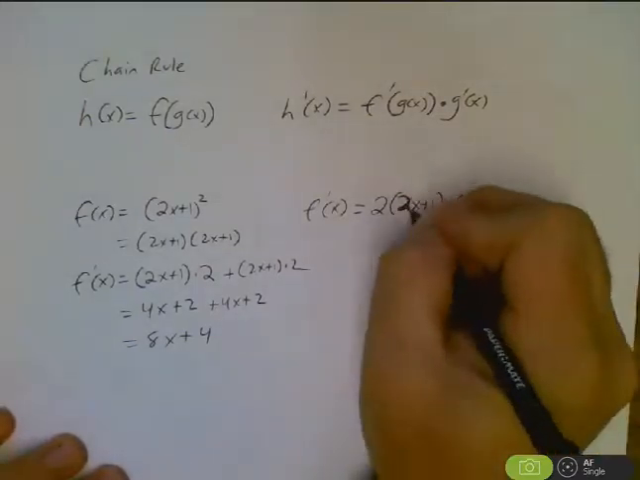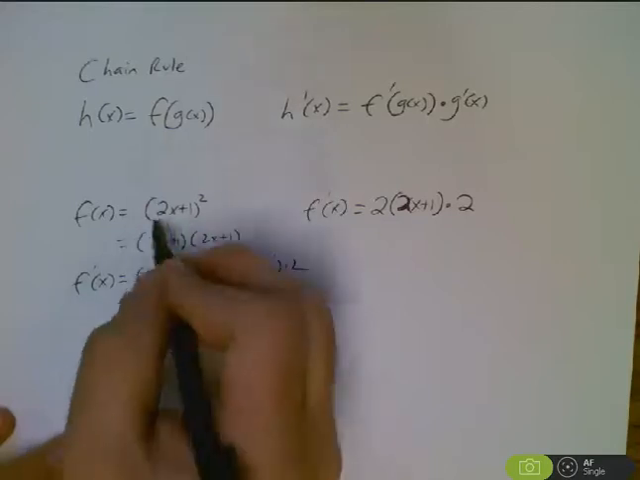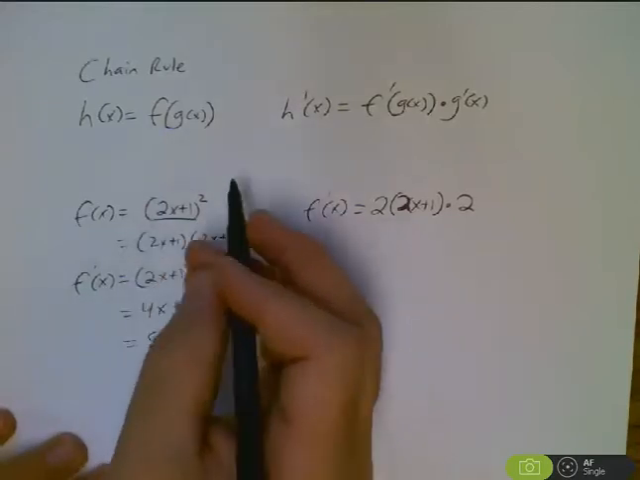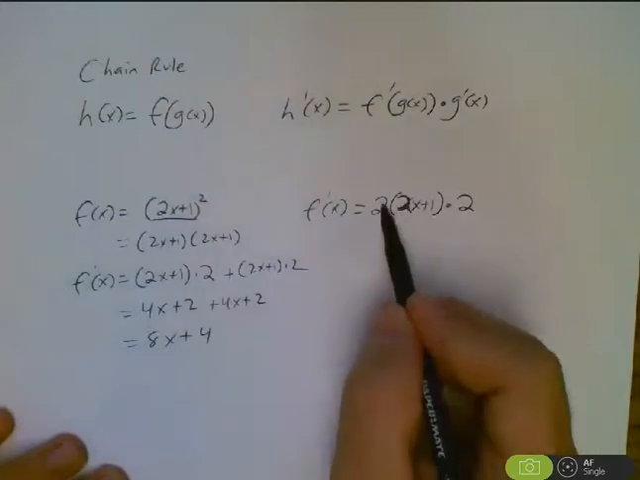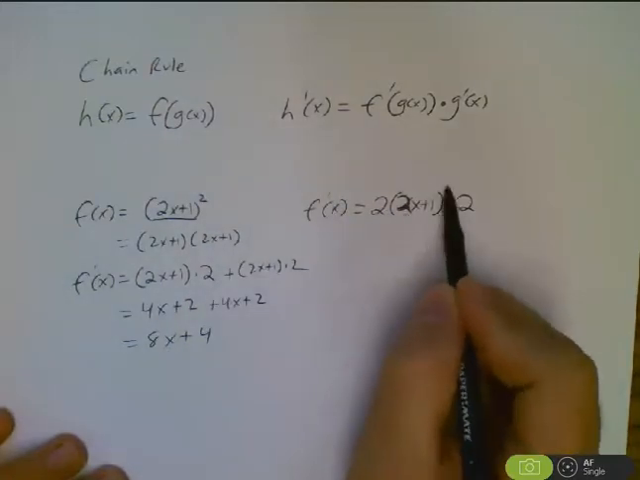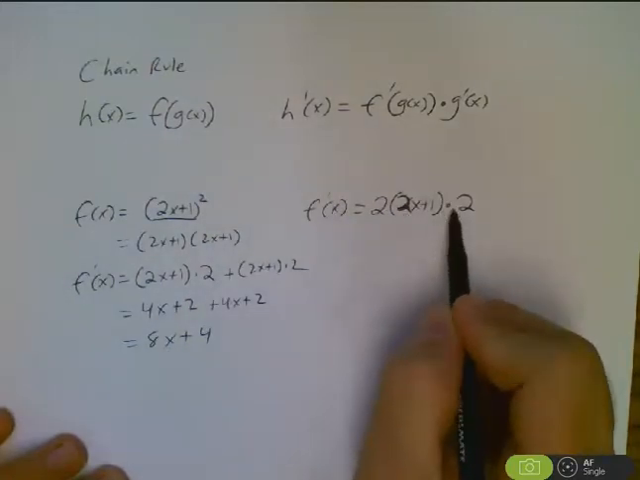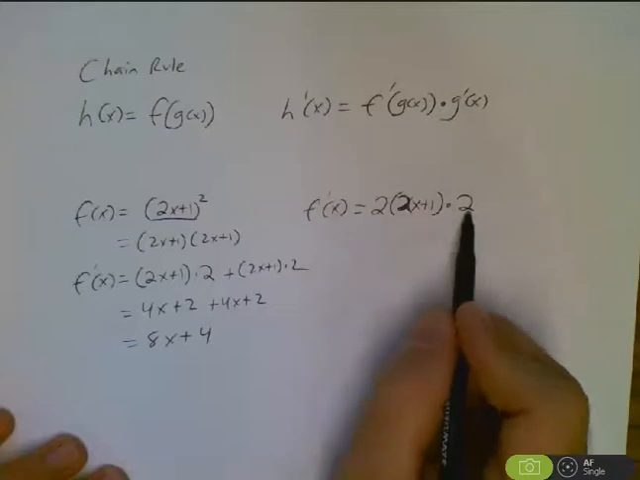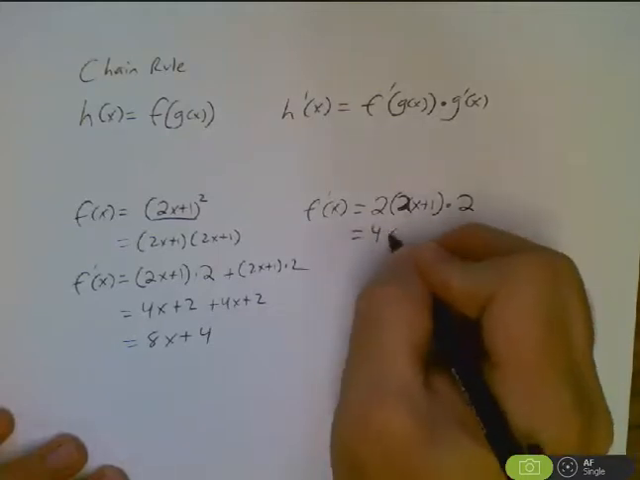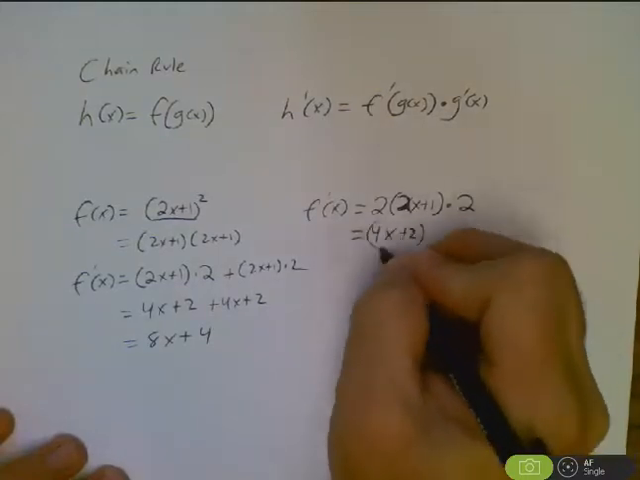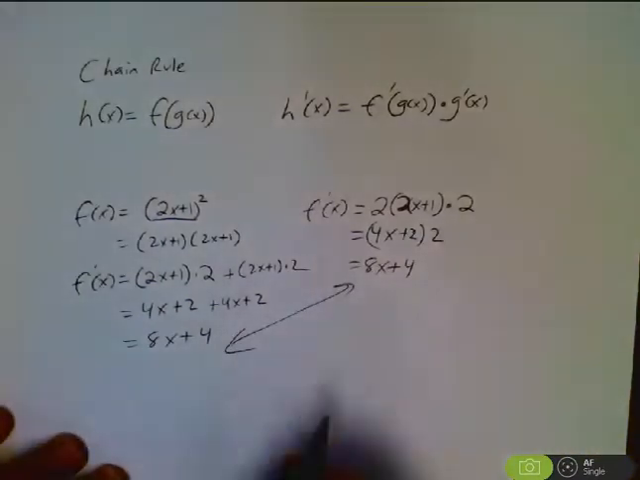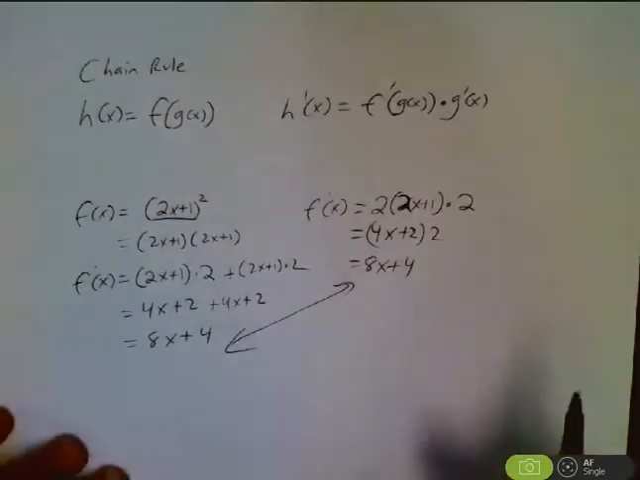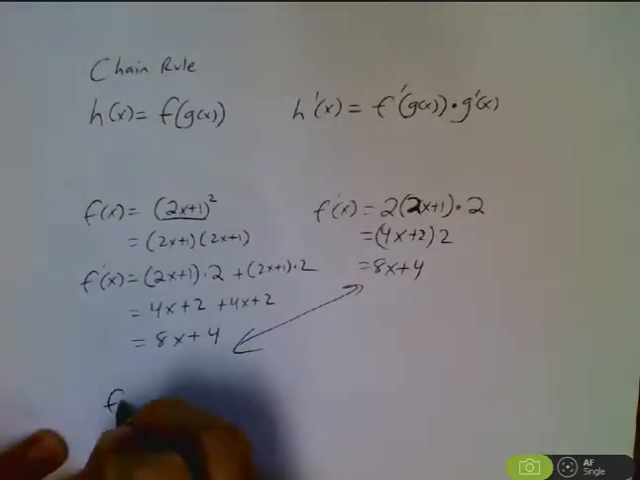Okay? So again, think of this as its own entity, like capital A. So I have capital A squared. So it'd be 2 capital A to the first times the derivative of whatever capital A was. Well, the derivative of what's inside is 2. Clean that up: 4x plus 2 times 2, which of course is 8x plus 4. Okay, much simpler.